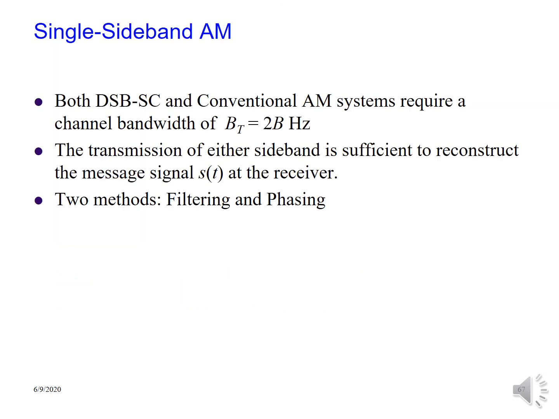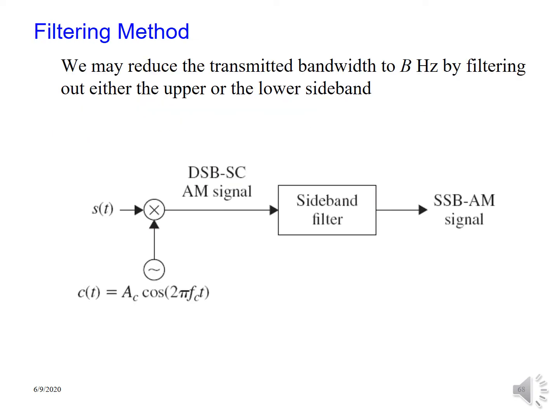We have also gone through the SSB. For the SSB, we remove the other part, either the lower or upper sideband. How do we do this? By using filtering and phasing. The filtering is easy, as you know, we can have a filter just to get one side only.